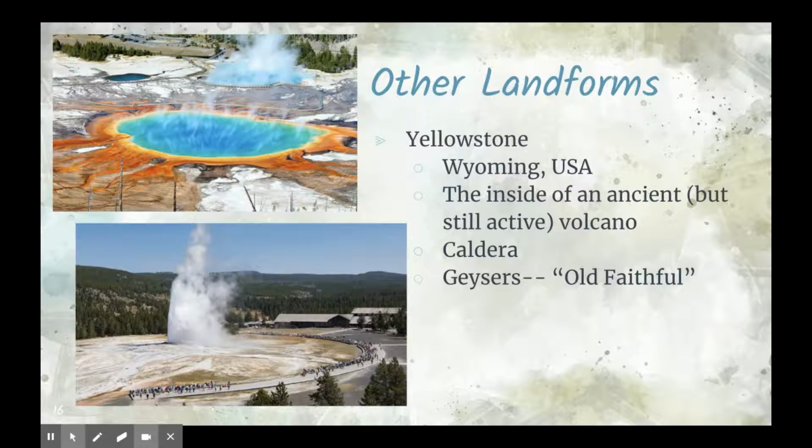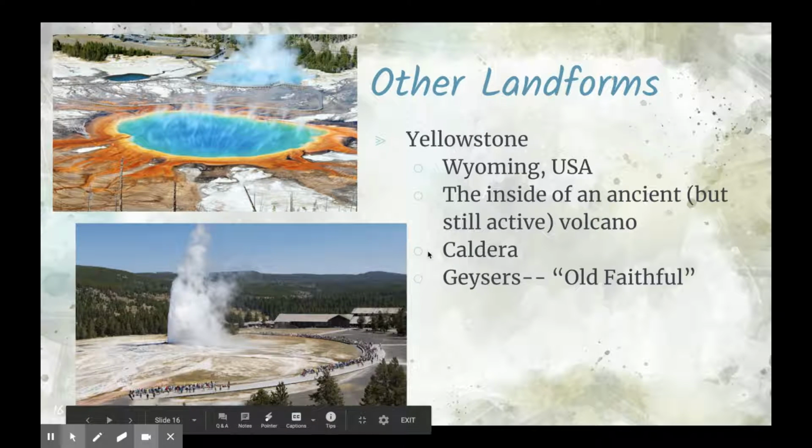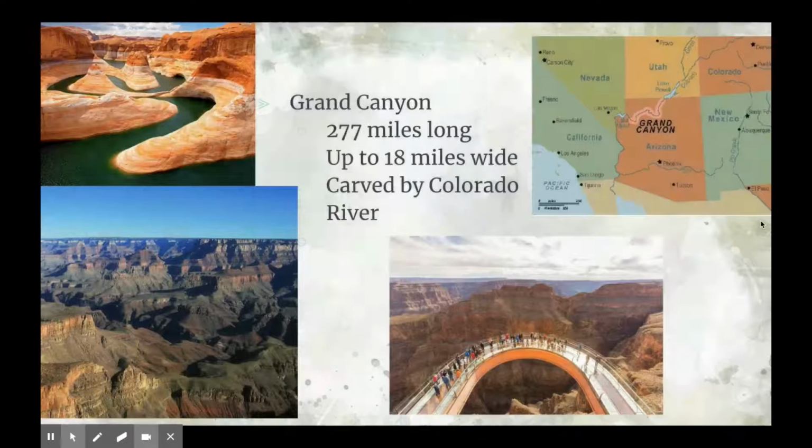So some other landforms, we have Yellowstone, which is located in Wyoming, and it's the inside of an ancient but still very active volcano. You have caldera and geyser, which is Old Faithful, and they erupt throughout the day. You have the Grand Canyon, which is 277 miles long, up to 18 miles wide, and is carved by the Colorado River. And it is located here in Arizona.